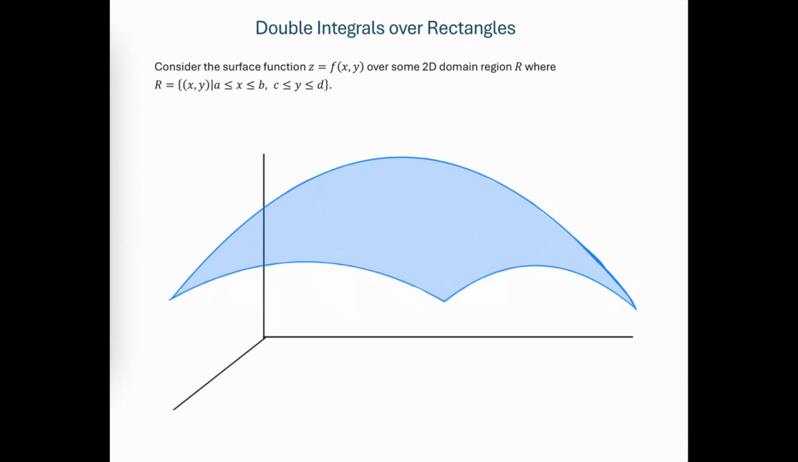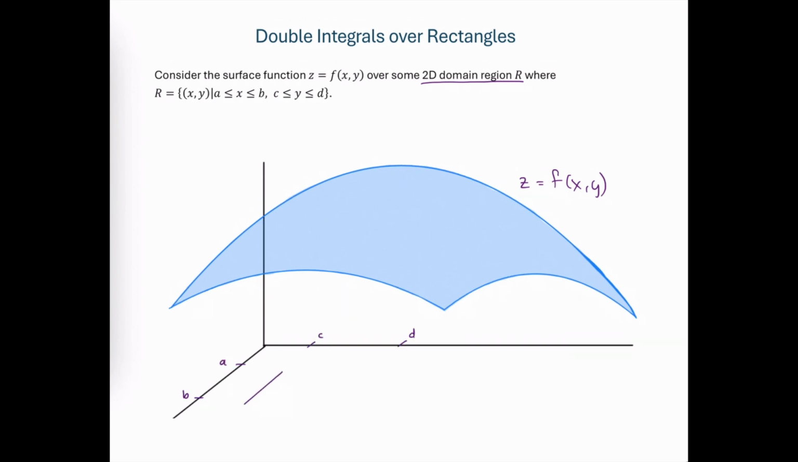This is an introduction to the concept of double integrals over a rectangular region. So we'll consider this arbitrary surface function, z is equal to f of x, y, and we want to look at the surface over some two-dimensional domain region in the floor, R, where the x values are going to go from a to b, the y values are going to go from c to d, and these constant values are going to give us a rectangular region in the floor.